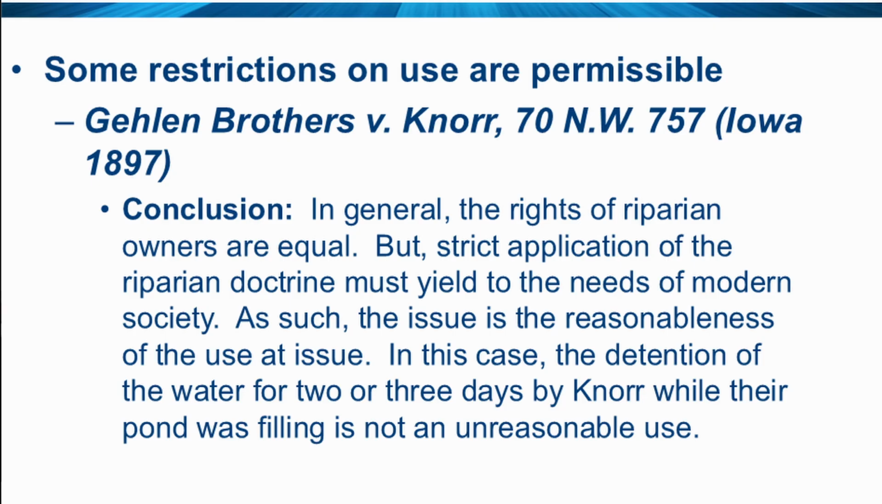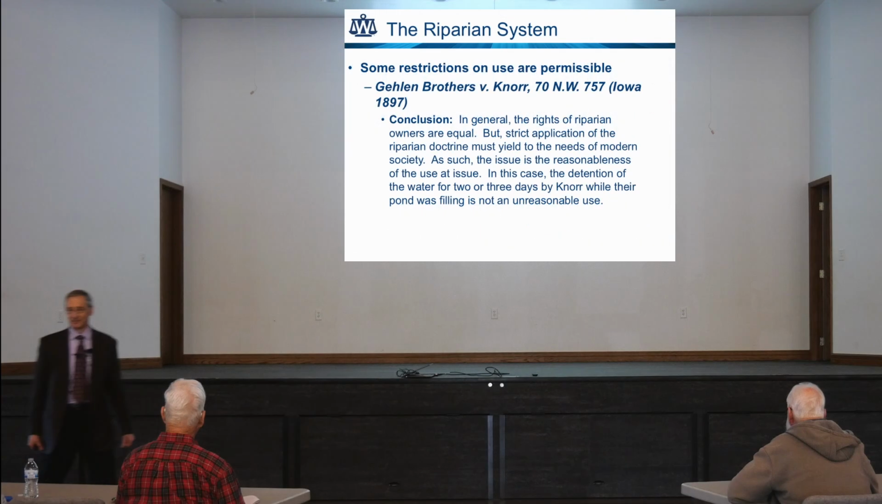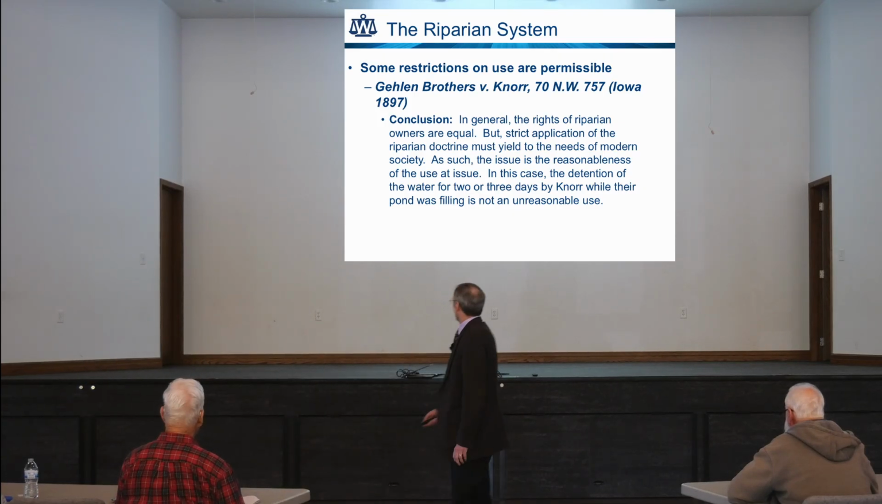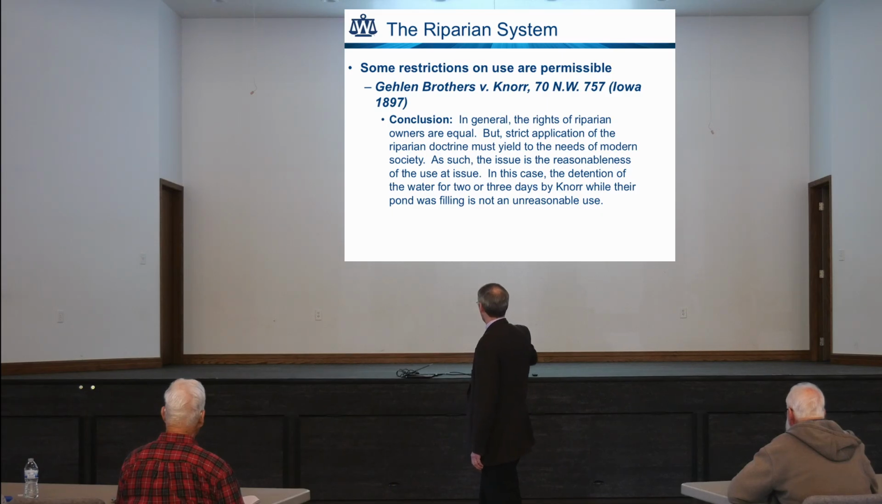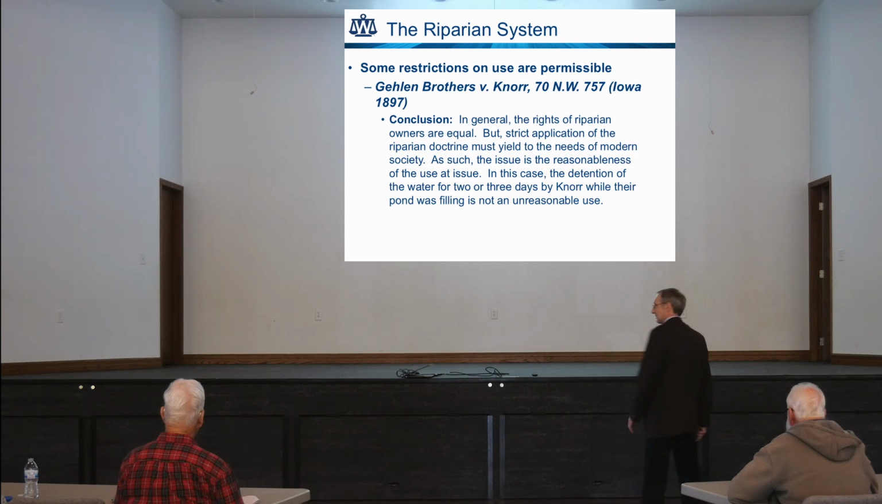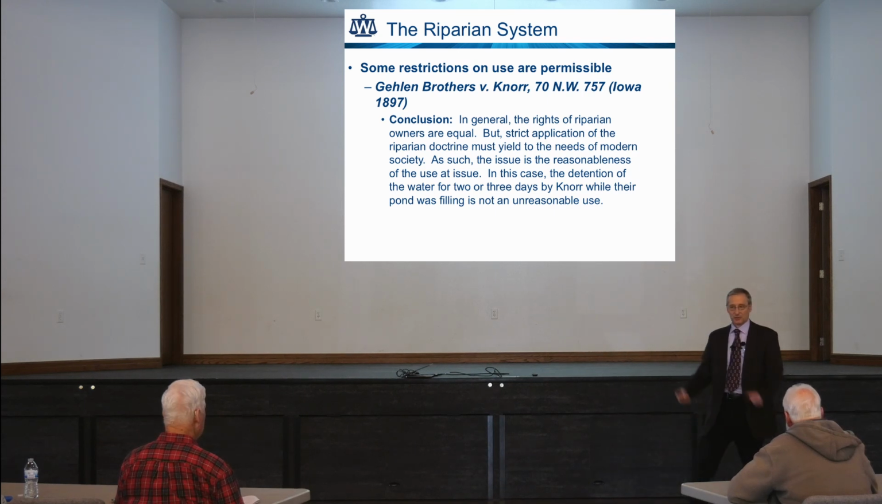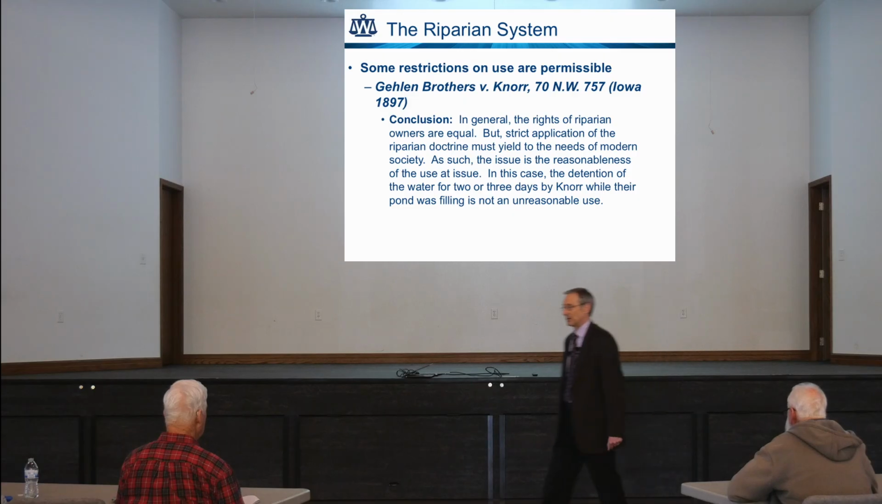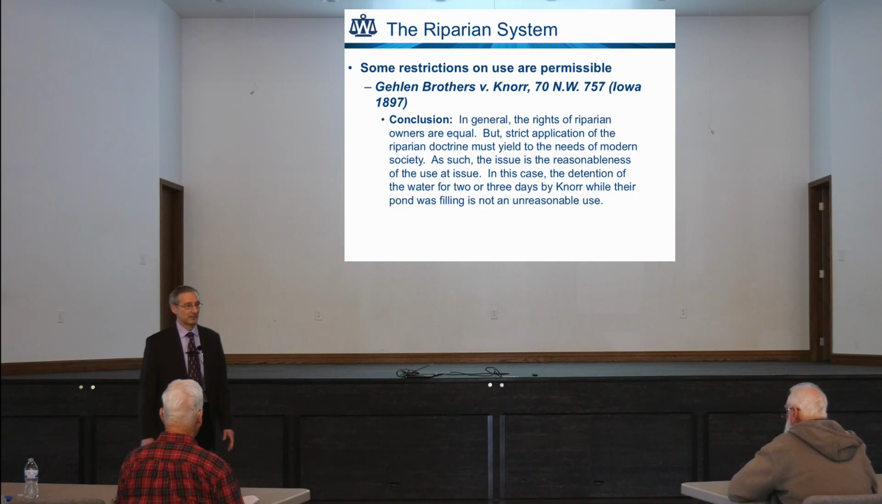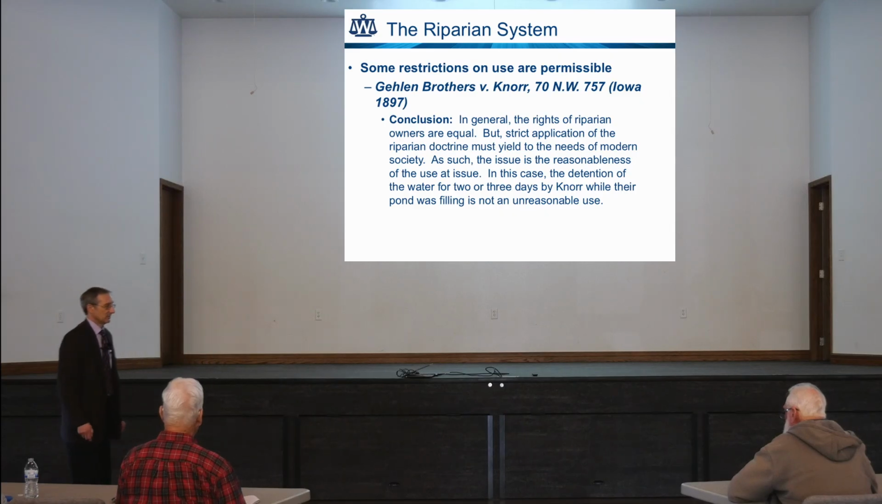But they said in 1897, the strict application of the riparian doctrine has to yield to the needs of modern society, ice harvesting and turning a mill wheel. Okay? So the issue is the reasonableness of the use. And so they said the detention of water for 2 or 3 days, get your pond filled, and then release it, that's okay. That's not an unreasonable use. But you just can't permanently impound that water. Okay, so that gives you an indication there of how the courts early on tried to balance the uses of competing water users.